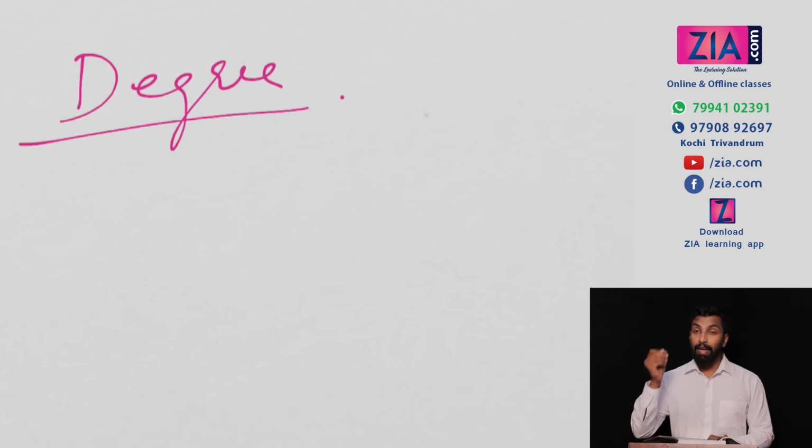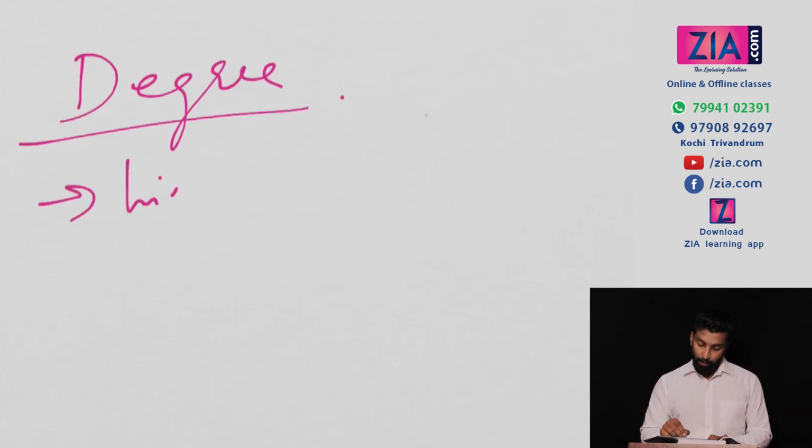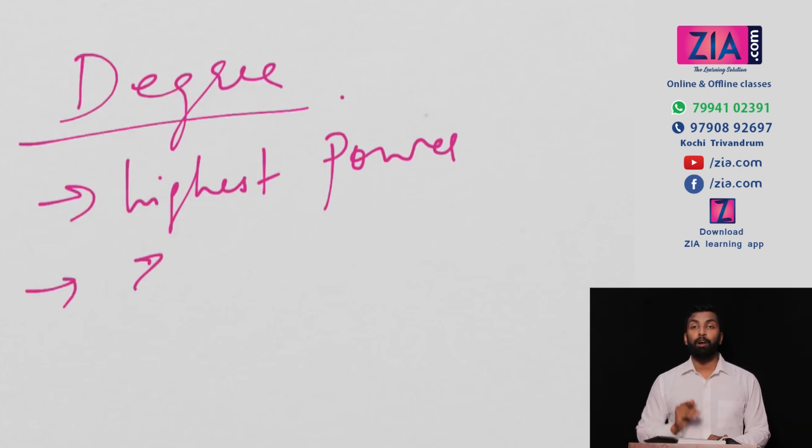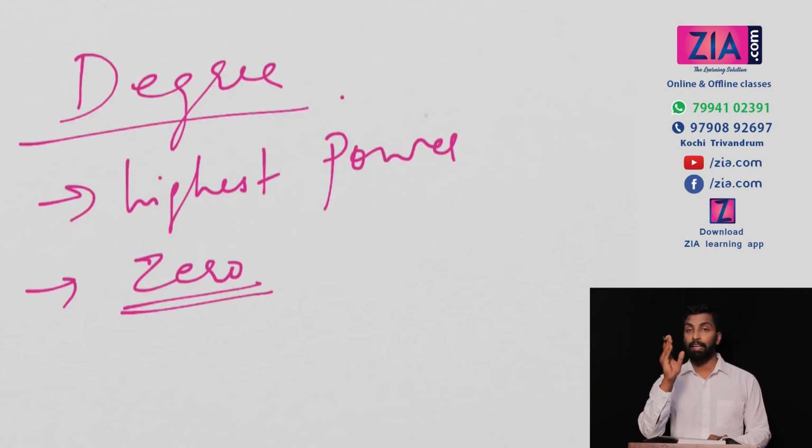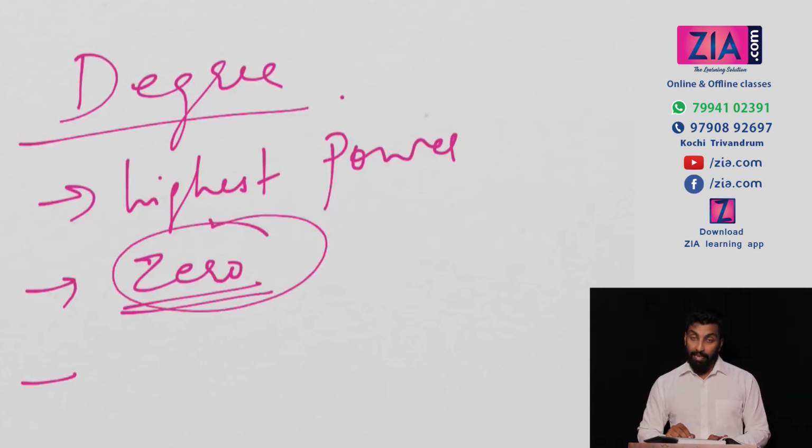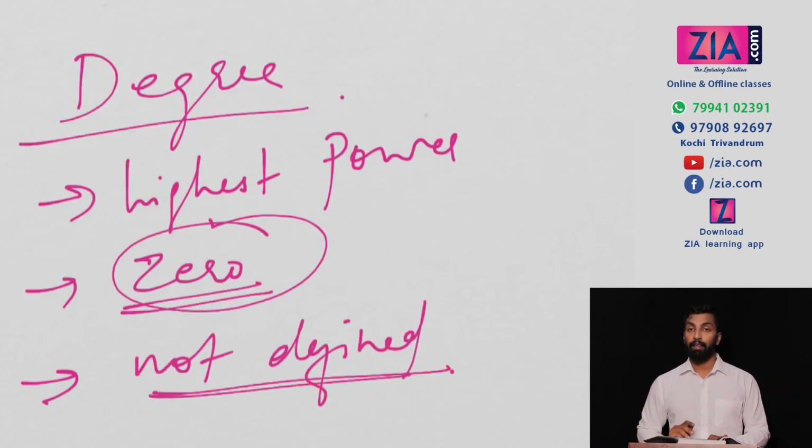So what we understood is basically the degree. The degree of any polynomial is actually the highest power in that polynomial. Now the degree of a constant polynomial falls within two categories. For a non-zero constant polynomial, the degree is 0. If the constant polynomial is 0, then the degree is not defined. I hope you understood the degree of polynomial.